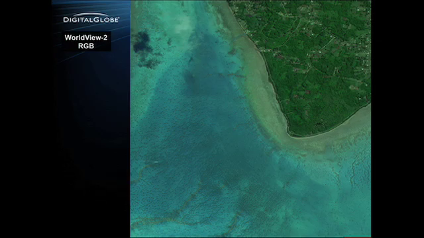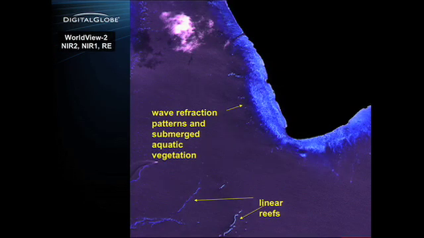What does that mean? So we can look at a traditional red, green, blue image. This is an image of a coastal area taken with WorldView 2. You see the green on land, and then you can see the water. What I'm going to do now is flip through a snapshot of a series of images, all from one image, but they're different color bands. So we're going to start with the infrared, and what you can see here is wave action and some of the linear reefs, but you're basically looking at stuff that's on the surface.